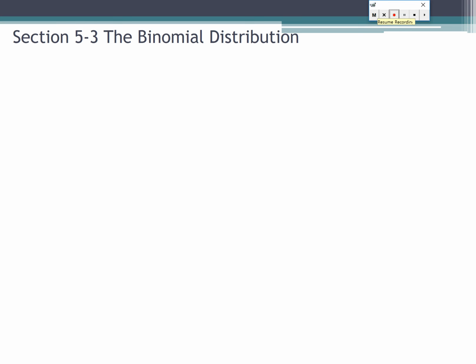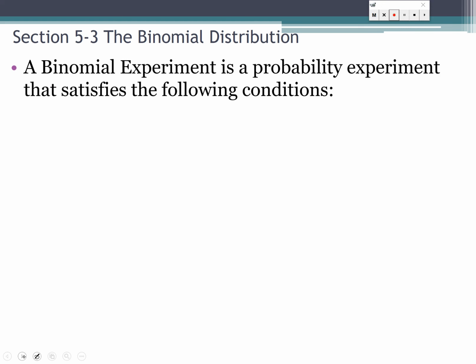We've been looking at probability distributions this chapter. And now today we're going to get into a specific type, and it's called the binomial distribution. The binomial distribution satisfies the following conditions.